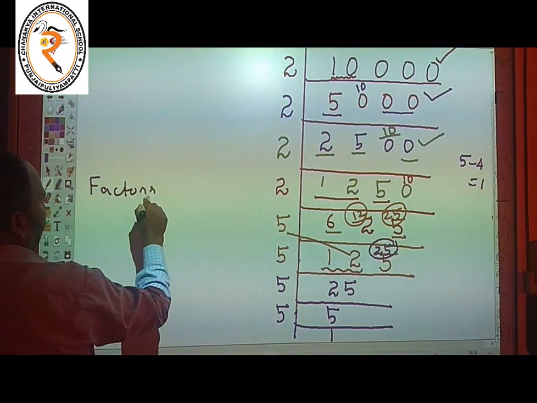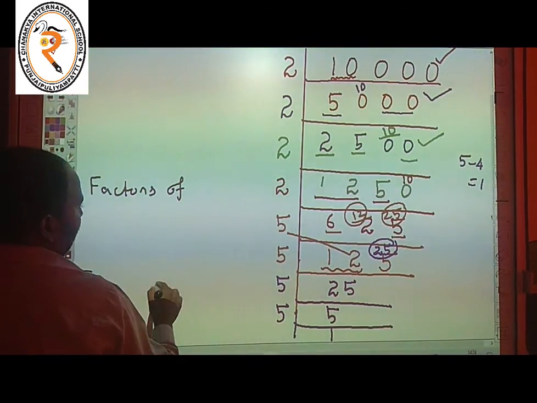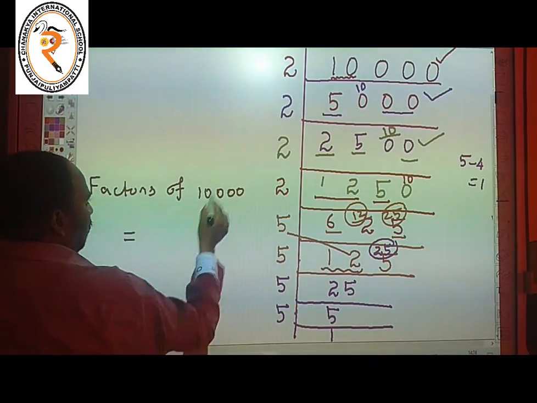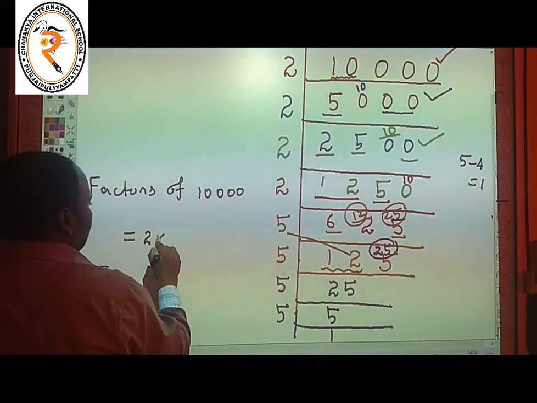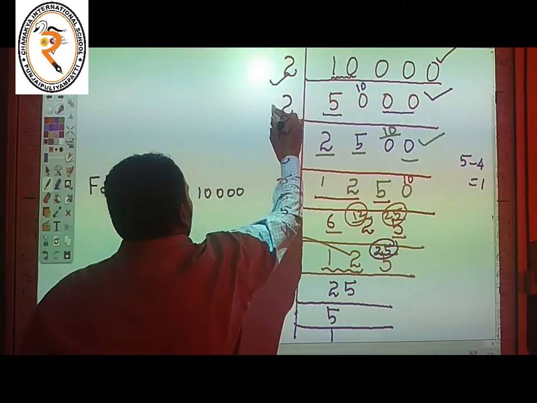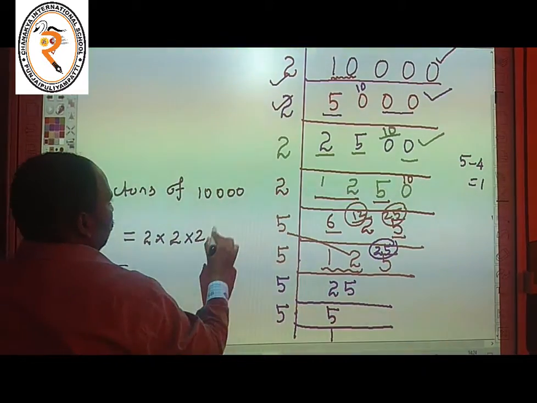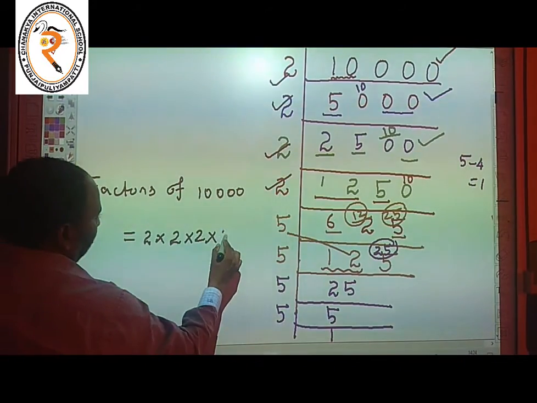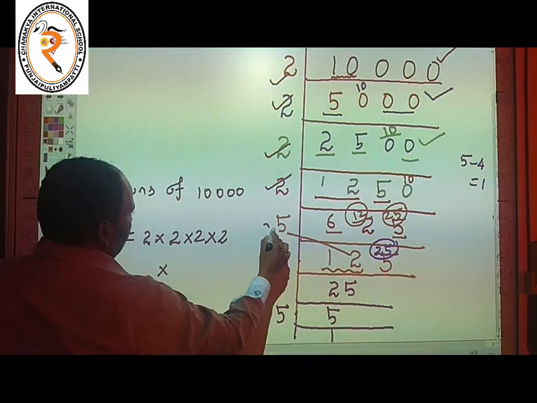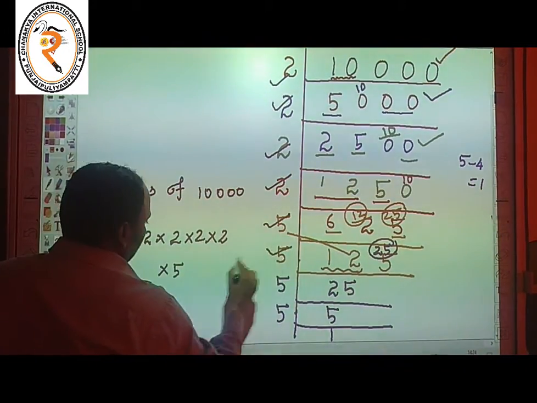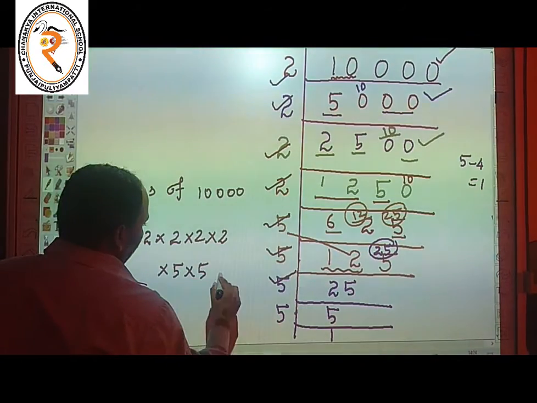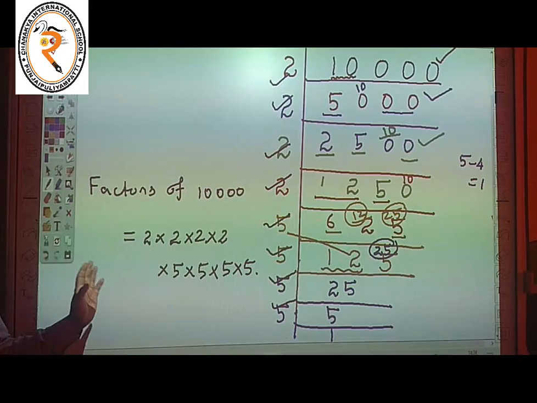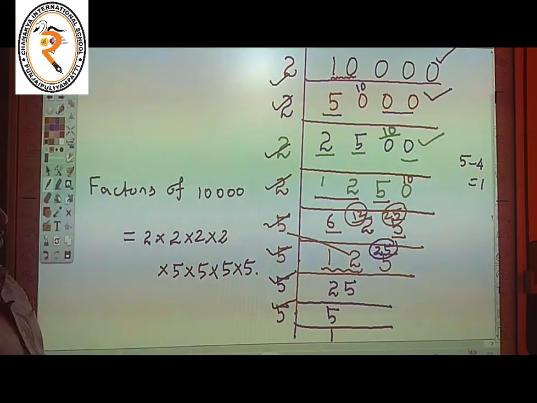Factors of the smallest 5 digit number, that is 10,000, is equal to, our solution is 2 into 2 into again 2 into 2 into 5 into 5 into 5 into 5. It is a factor of 10,000.